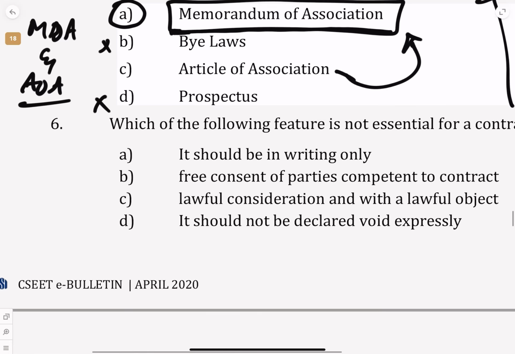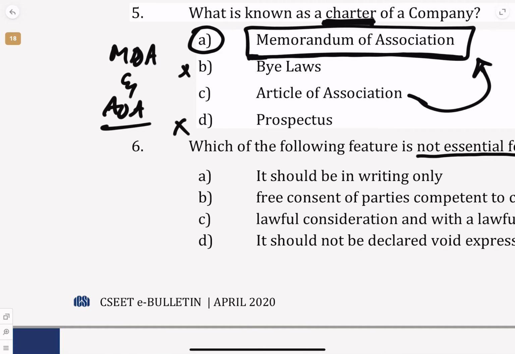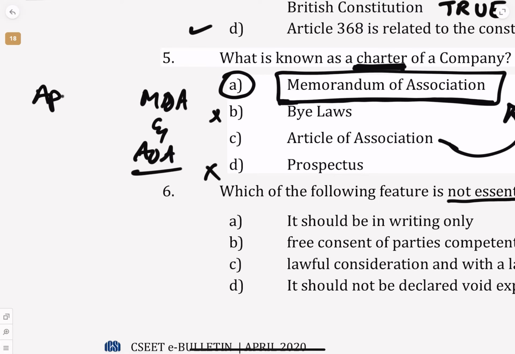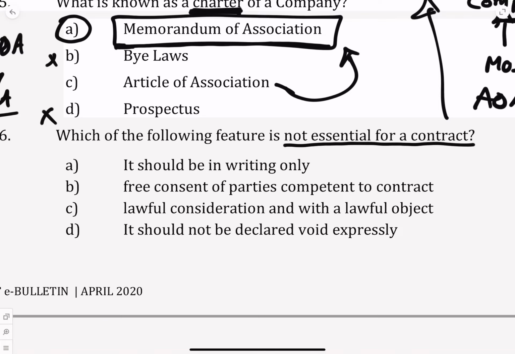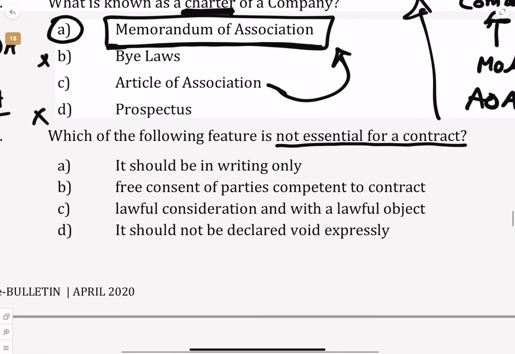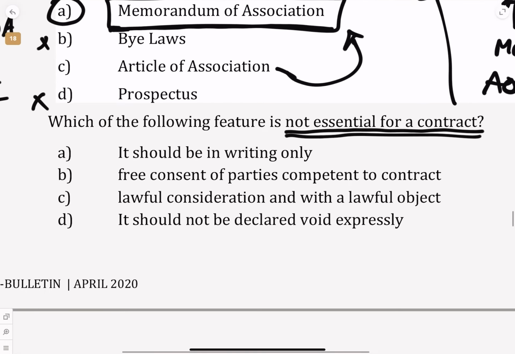Then the last question here is, which of the following features is not essential for a contract? Again, you must apply the mind. See, even here it is application of mind. Apply your mind. You have to think and you have to apply your mind. It is not a memory based question alone. Yes, a little bit of memory. Obviously, everything has to be memory, but you should also apply your mind and do it. So, which of the following is not essential for a contract? So, it should be in writing only. First option. Which of the following is not essential for a contract?